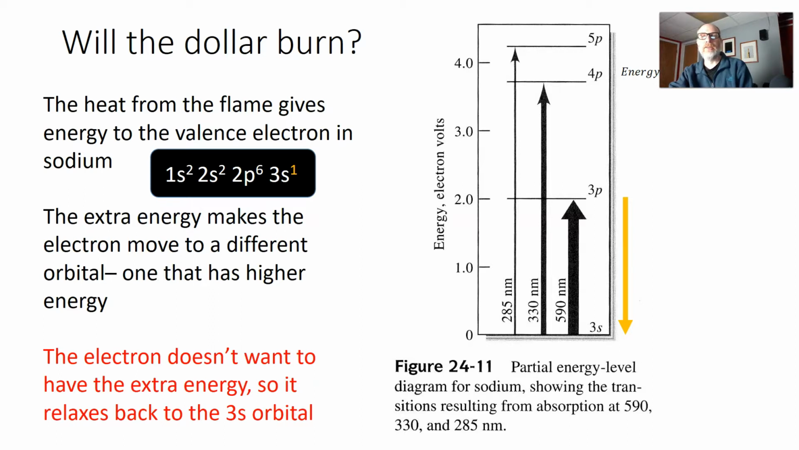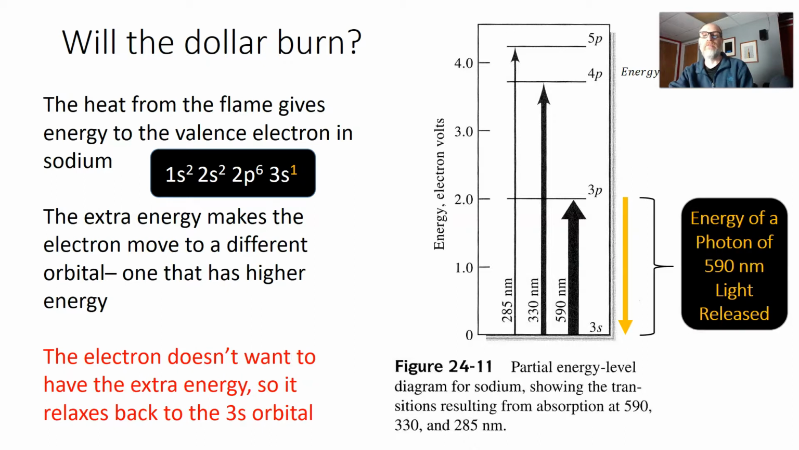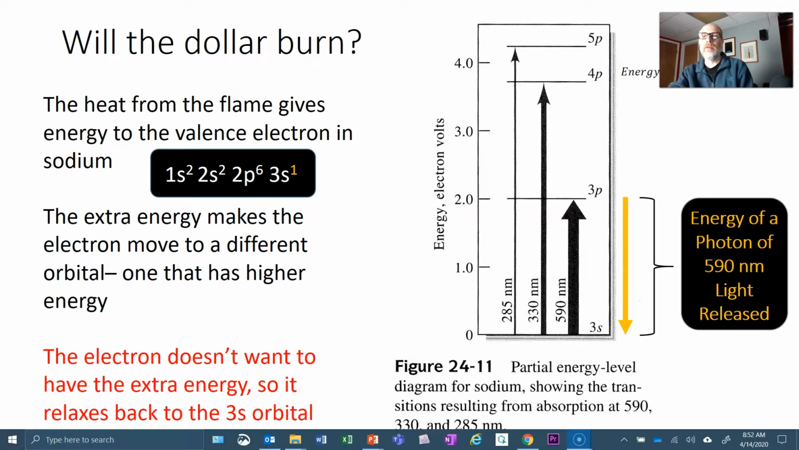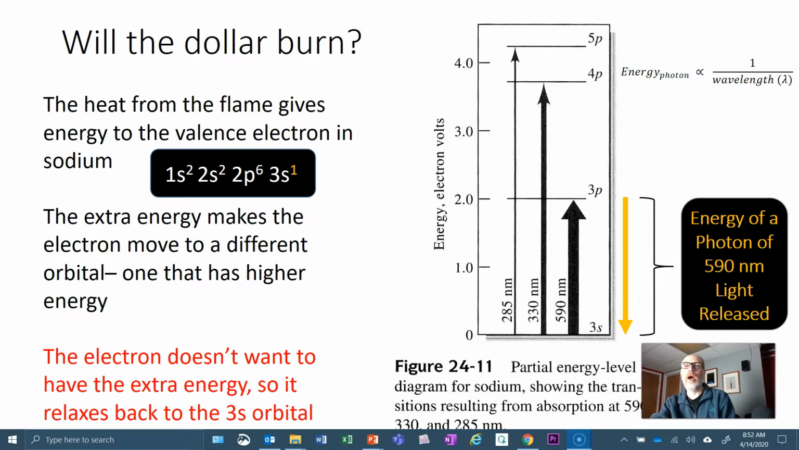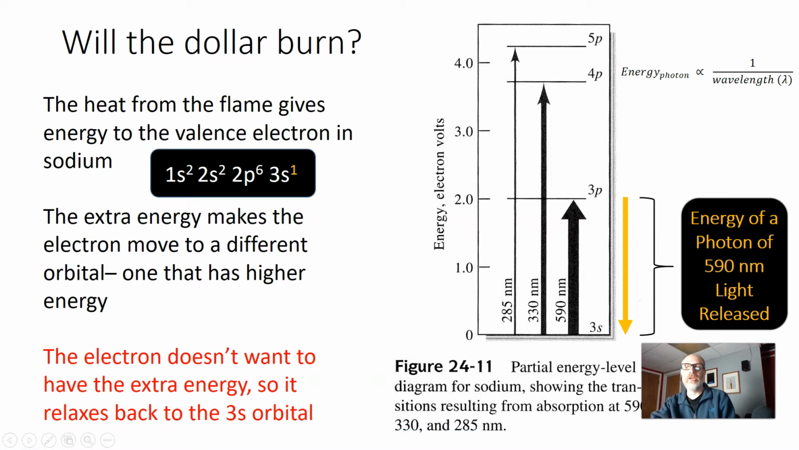And so the electron has that extra energy. It comes back down to the 3s, but in the 3s orbital, it can't keep that energy. The 3s orbital is a lower energy state, and so it's got to give that energy away, and it gives it away in the form of a photon. The energy of that photon corresponds to the energy difference between the 3p and the 3s orbital.